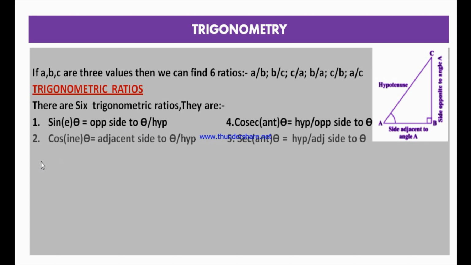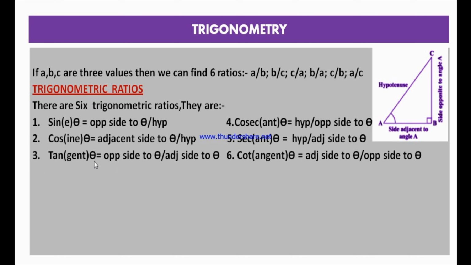The second ratio is cosine theta. In shortcut, you can call this as cos theta. This is the name given to the ratio adjacent side to theta by hypotenuse. And the third one is tangent of theta. In shortcut, you can write this as tan theta. The ratio is opposite side to theta by adjacent side to theta.